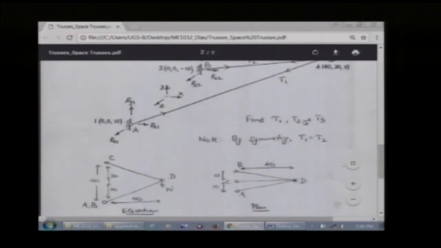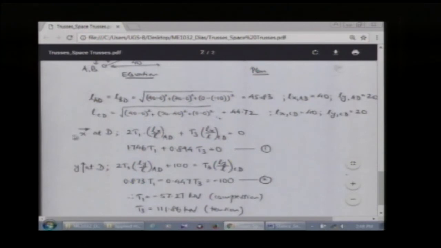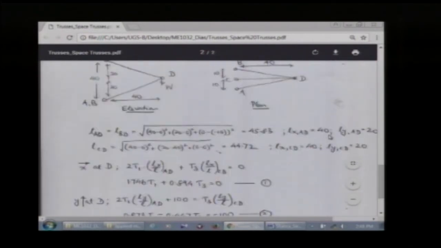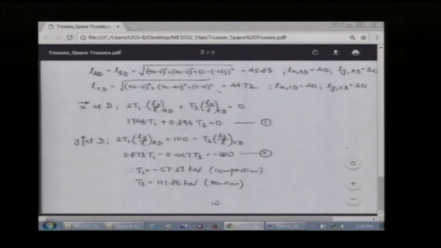So there are two unknowns. Therefore, two equations are going to be enough. Horizontal equilibrium at d and vertical equilibrium at d, right? So in this direction, now we have marked this as tensile, right? So there is 2T1, meaning T1 plus T2, right, into Lx divided by L, plus T3 into Lx divided by L for CD, that will be equal to 0.